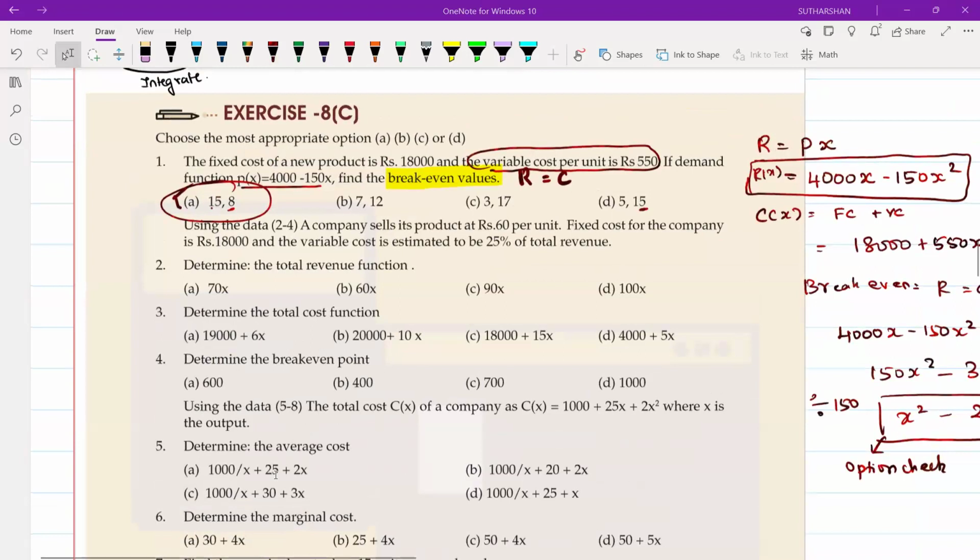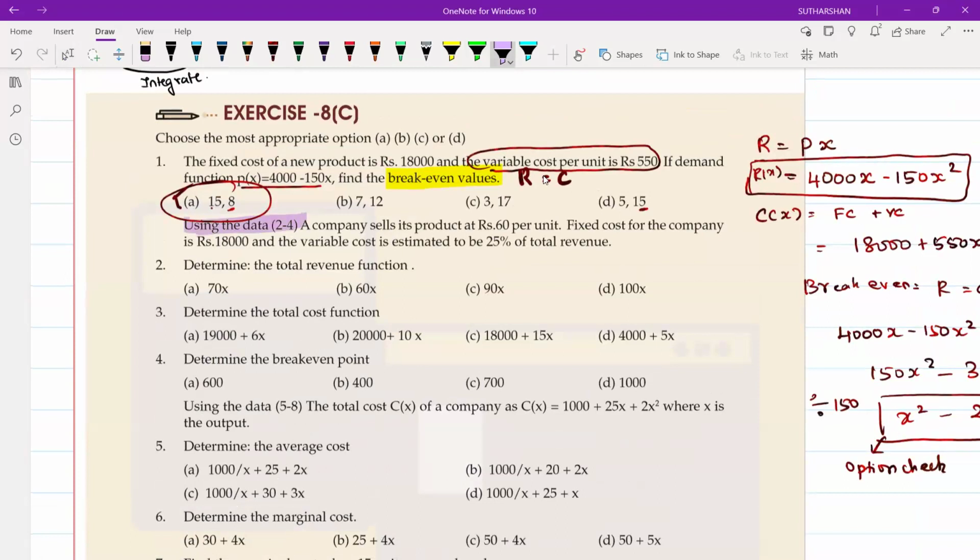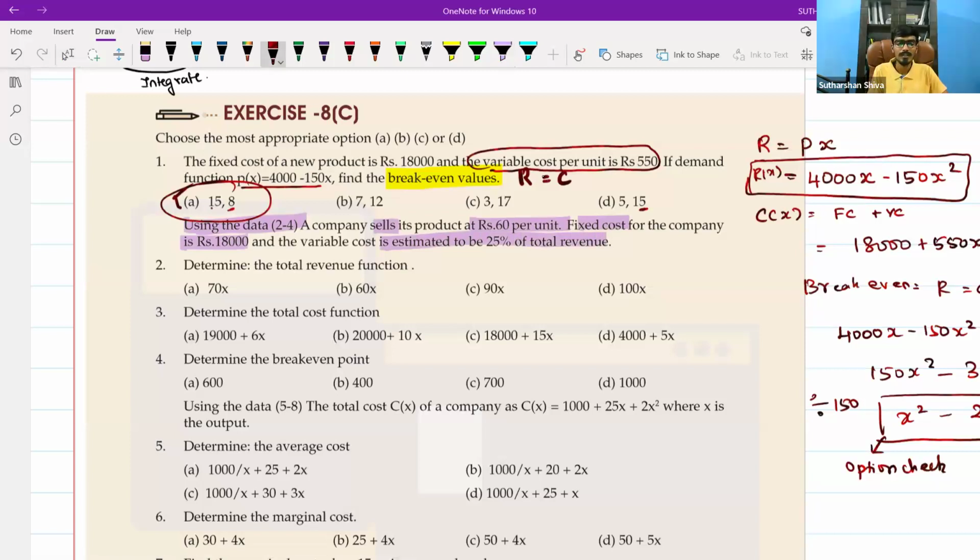Determine the total revenue function. Read that point. Using the given data, read that point. Using the data 2.4, a company sells its product at rupees 60 per unit. Fixed cost for the company is rupees 18,000 and the variable cost is estimated to be 25% of total revenue. Determine the total revenue function.